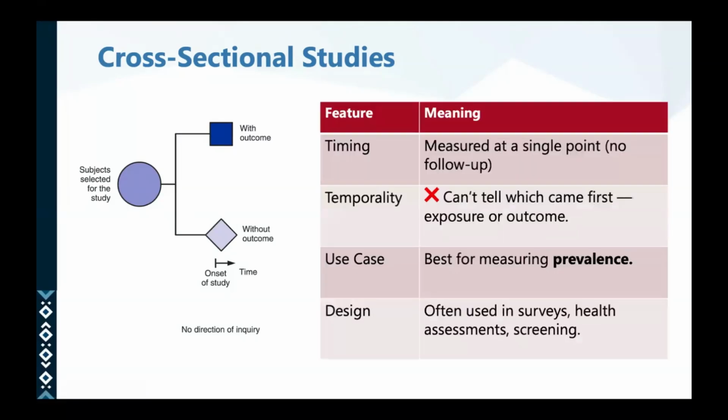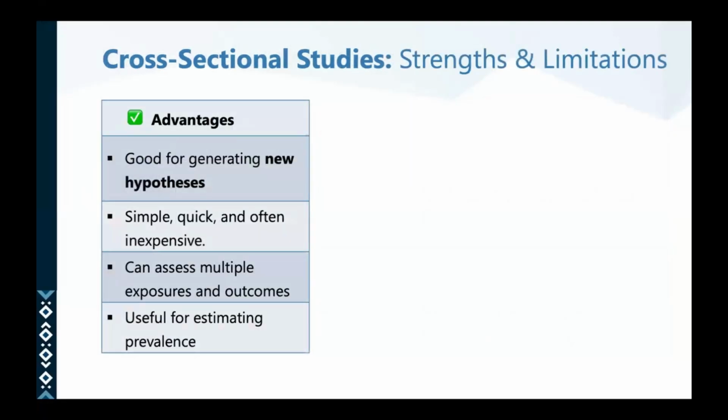These are some key features that you should note. I'm repeating some of these for emphasis, because I think this is where the confusion often comes in. They are measured at the same time. There's no form of follow-up. You cannot determine temporality or causality, because you can't tell whether the exposure occurred before the outcome. They are the best study design for studying prevalence, and they're often used in surveys, health assessments, and screening. So let's look at some of the strengths or advantages against some of its limitations.